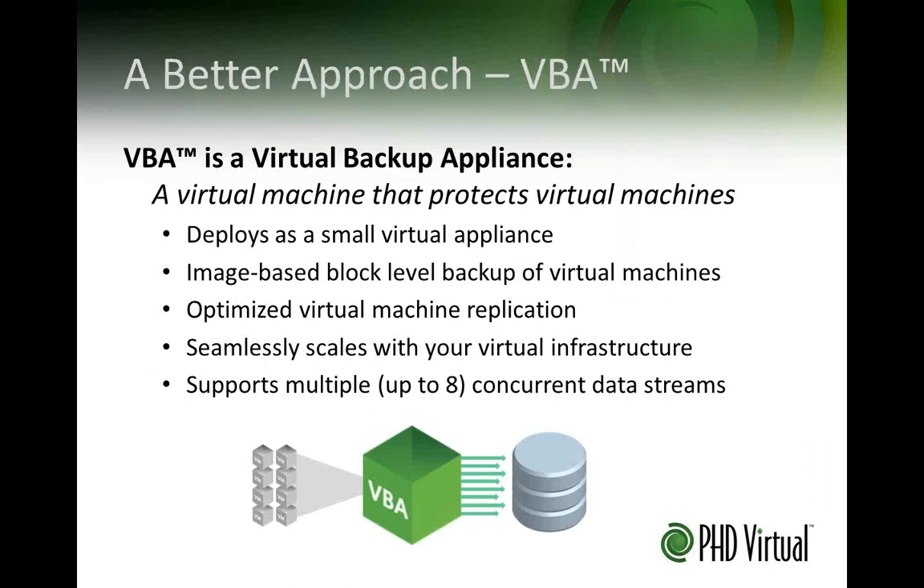Our approach to PhD Virtual Backup is with the VBA, or the Virtual Backup Appliance. This VBA deploys as a very small virtual appliance, about 8 gigs in size, and requires 1 vCPU and 1 gig of RAM. It creates an image-based block-level backup of all of your virtual machines and can seamlessly scale within your infrastructure by simply deploying more virtual backup appliances.